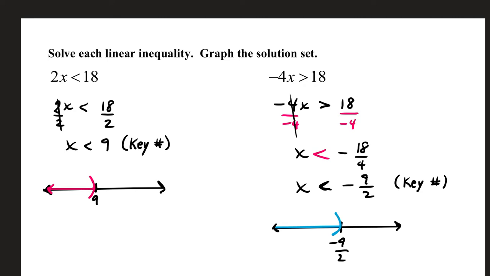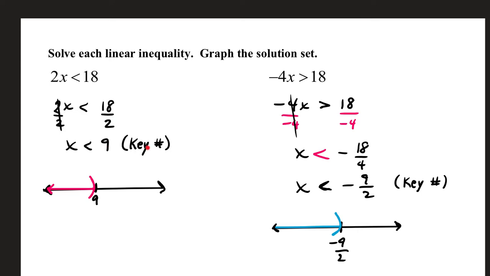So let's go through this first top left example. We have 2x less than 18. It would take forever to list all possible numbers that you could multiply by 2 and your answer would be less than 18. So the better strategy is to solve for x. So I have 2x less than 18, divide both sides by 2. 2 divided by 2 is 1, so I have 1x less than 18 divided by 2 is 9.